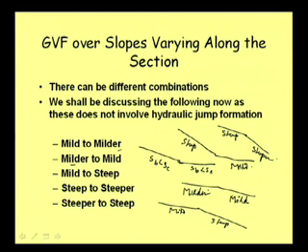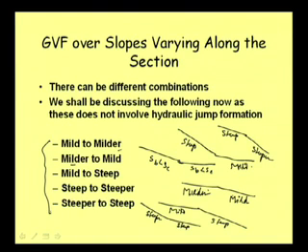And then we can discuss steeper to steep, that means it is otherwise also steep and still it is becoming steep, but this is steeper and this is steep. So, different combinations we can have, and we are particularly choosing here under the gradually varied flow chapter to discuss these different slopes. The reason is that out of all these, you can see we are not talking about this particular case now.